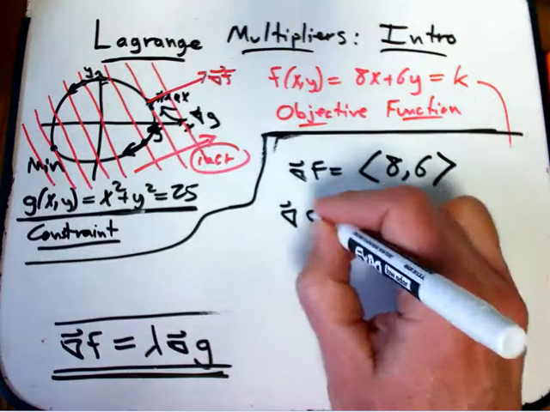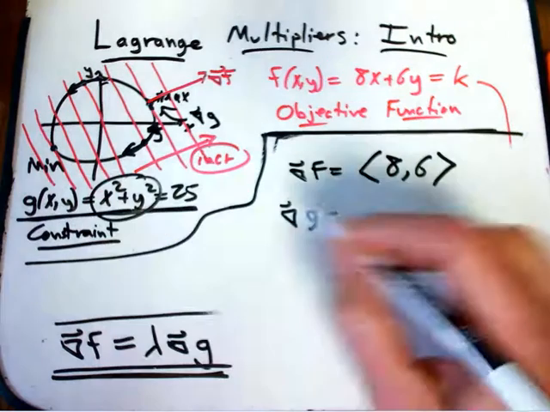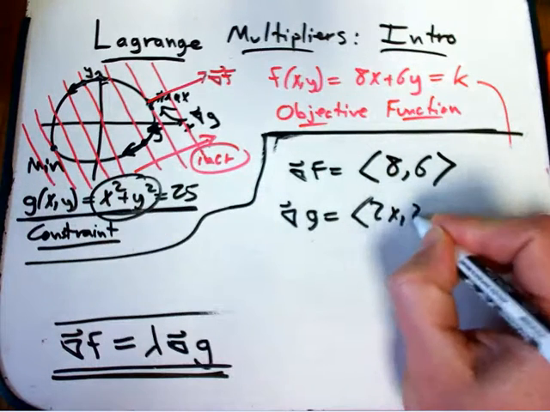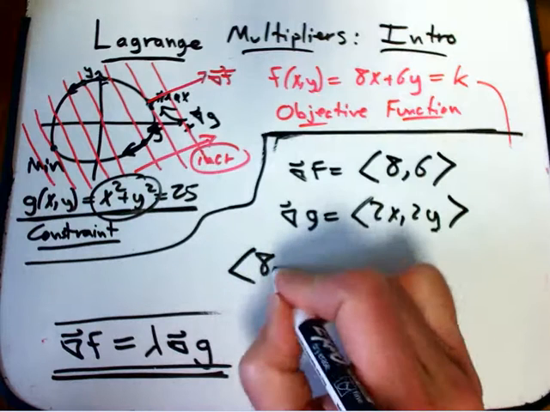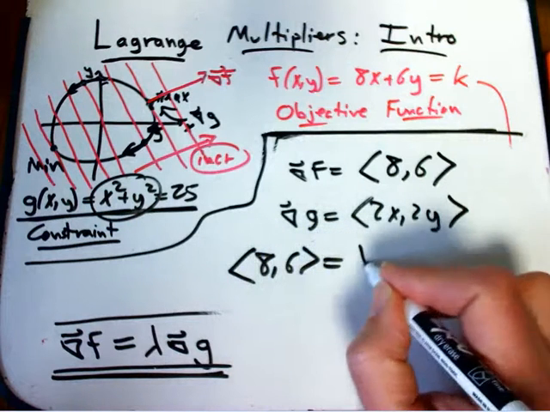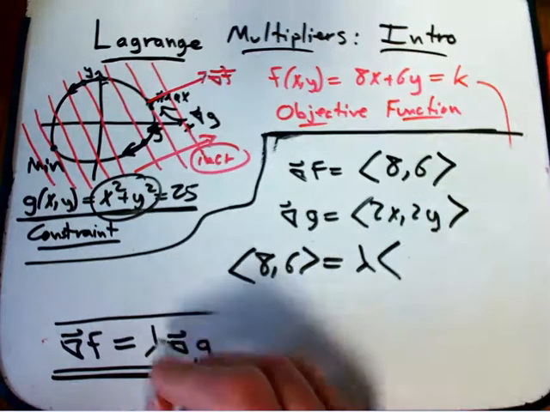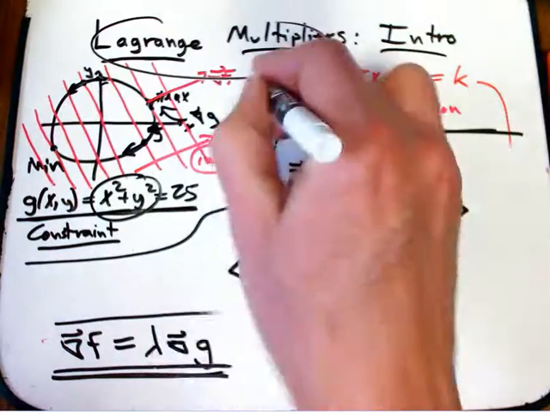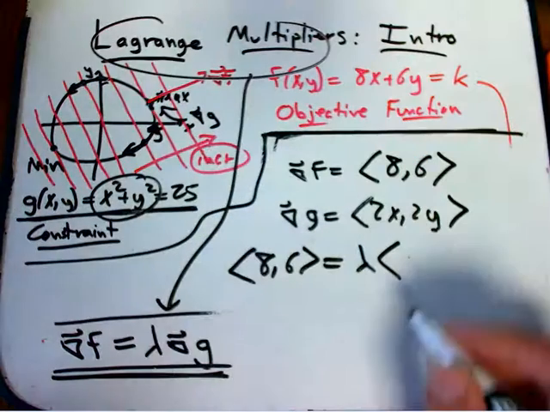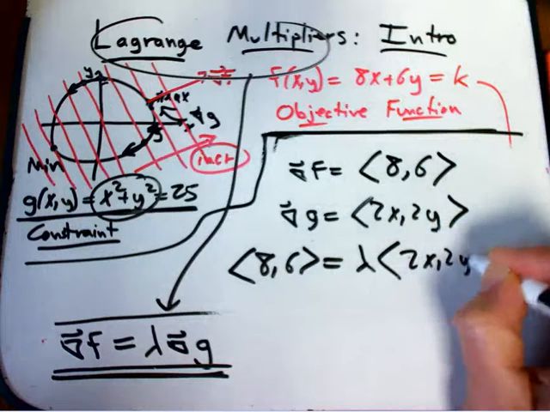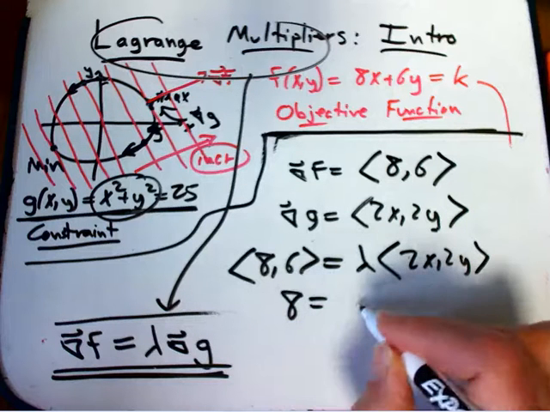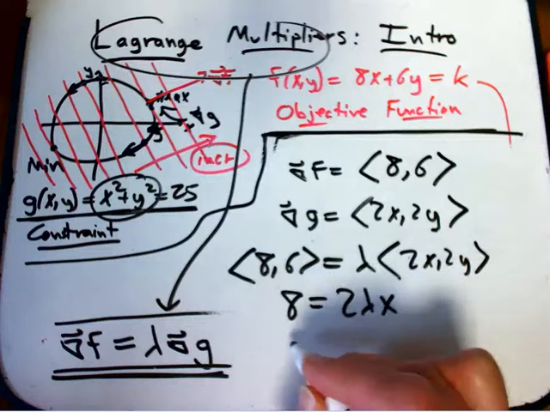Gradient of g, okay, that's this guy. That's 2x, 2y. Okay, so we could say it in vector form as 8, 6 has to be some mystery constant, the Lagrange multiplier. So that is, in fact, the Lagrange multiplier. Lambda is that quantity. It's the name for it. Lambda times 2x, 2y. And we almost always just break that out right away into two scalar equations.